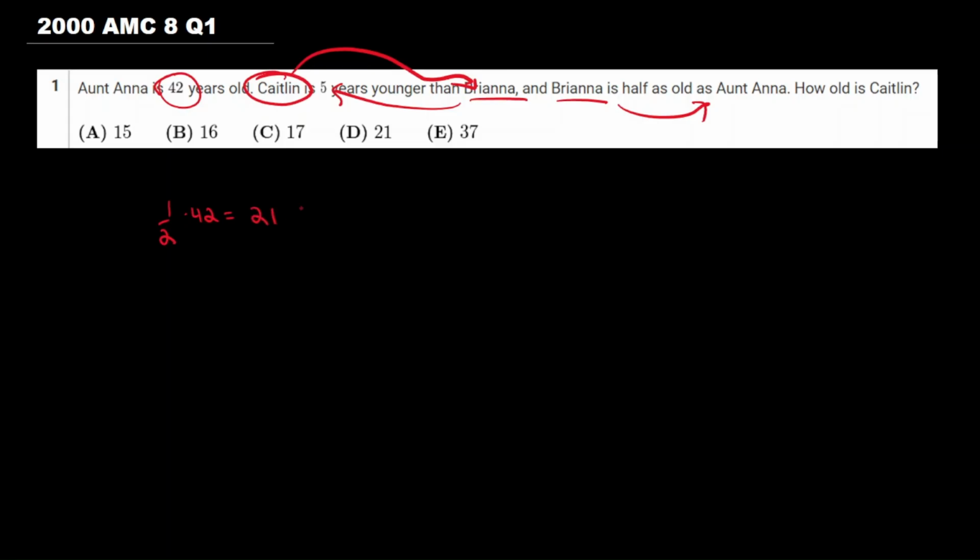It's 21 years old for Brianna. And Caitlin is 5 years younger than this, which means you subtract 5 and get 16 as our final answer.